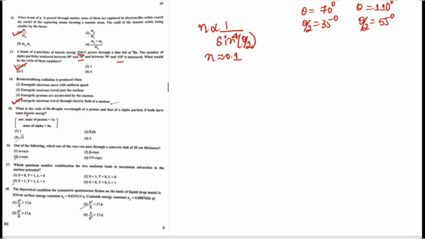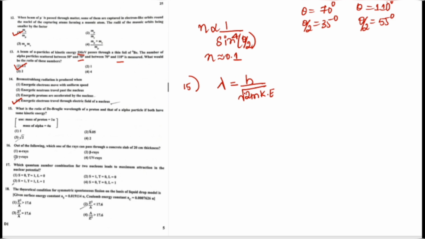What does the next question say? What is the de Broglie wavelength of a proton to that of an alpha particle, if both have the same kinetic energy? Yes, we have the formula. Using that formula we can solve this question. The formula is wavelength equal to h divided by square root of 2 times mass into kinetic energy. This is the relation between the wavelength and the kinetic energy. h is the Planck's constant, m is the mass of the particle. It can be an electron or it can be an alpha particle.